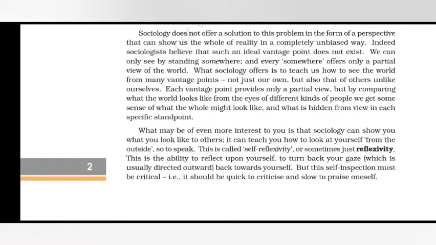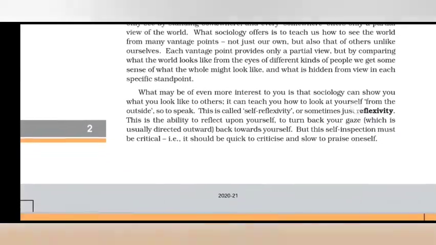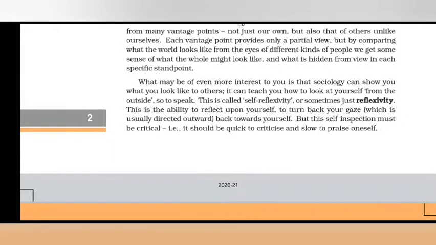What sociology offers is to teach us how to see the world from many vantage points, not just our own, but also that of others unlike ourselves. Each vantage point provides only a partial view, but by comparing what the world looks like from the eyes of different kinds of people, we get some sense of what the whole might look like and what is hidden from view in each specific standpoint.